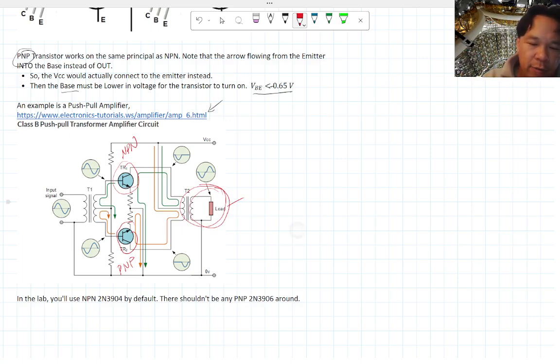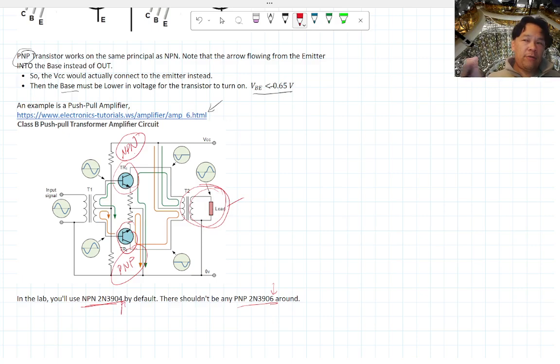Okay, of course you could have built this out of four different NPN transistors, but you basically save two transistors by just having the PNP type. Okay, in the lab you're going to be using NPN transistors by default. I don't think we have any lab that actually asks you to use the PNP, which has a part number of 2N3906 instead of 04. So you should just assume that.